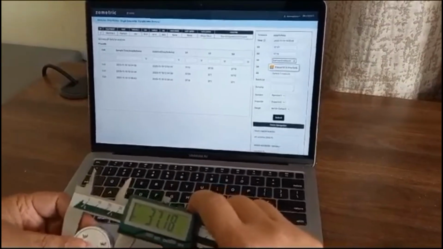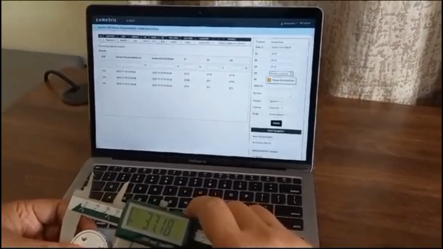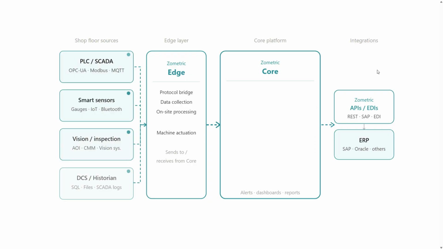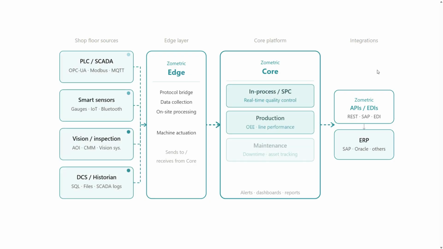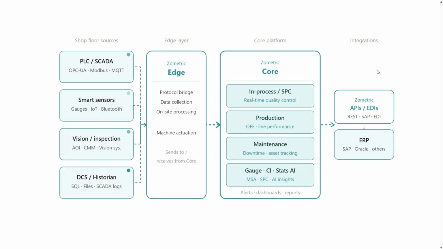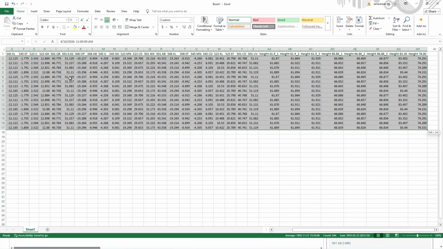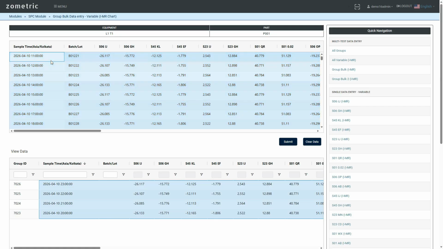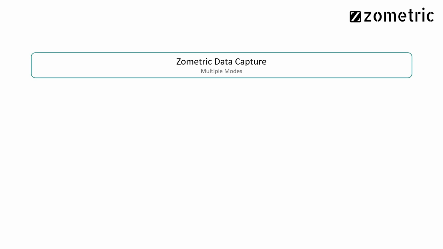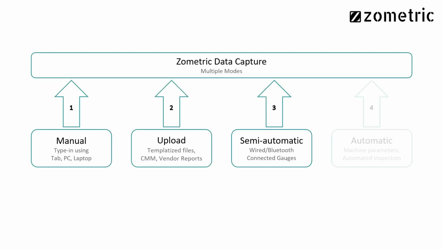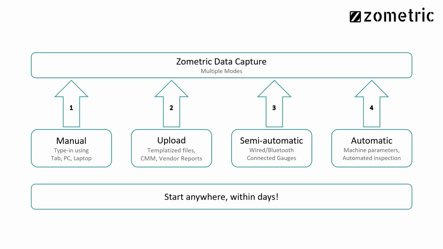You can also connect gauges, wired or Bluetooth, for seamless semi-automatic data capture. And if you already have automated inspection systems or machine data, Zometric connects to your existing lines through standard integrations. Historical data can also be added instantly, just copy-paste, like Excel. So you don't need full automation to get started. You can begin with what you already have. Most plants start seeing actionable insights within days, not months.